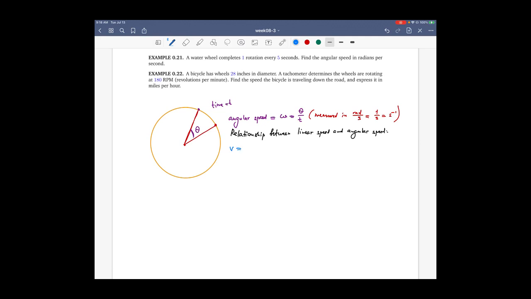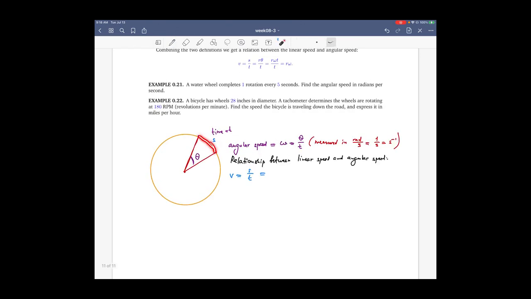Linear speed is distance traveled along the rim of the disk, along the circle, over the time that it took the point to move. Now, in its turn, the distance traveled is the length of this arc. Well, this arc is subtended by an angle measuring theta radians. So S is r times theta.